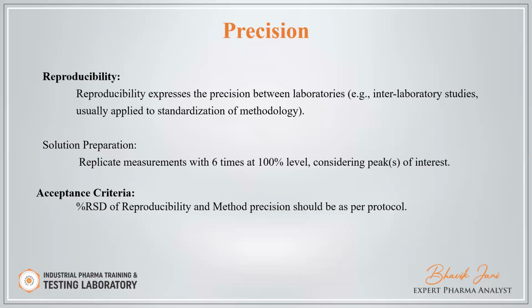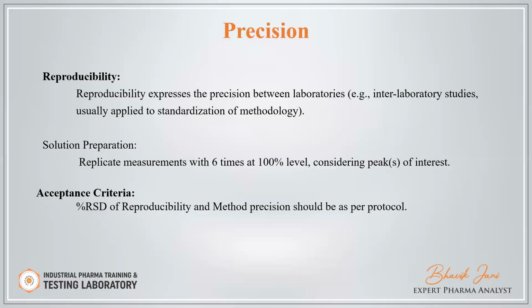Now the reproducibility. Reproducibility expresses the precision between laboratories. An inter-laboratory study usually applies for the standardization of the methodology. If you have two labs, lab A and lab B, and you develop and validate the method in lab A, then whenever you transfer the method to lab B, this is called reproducibility.